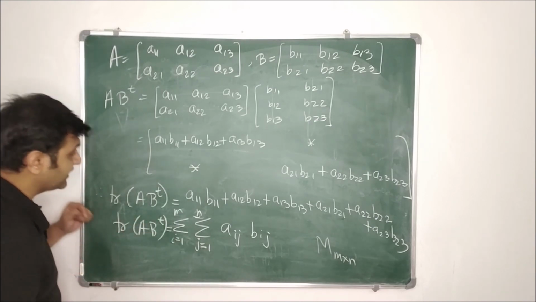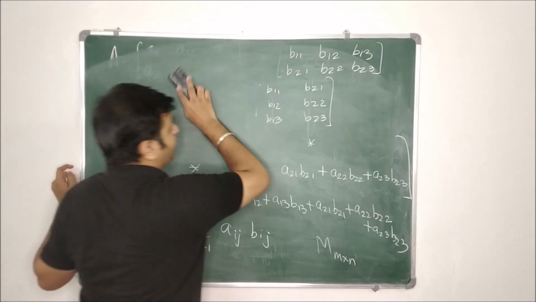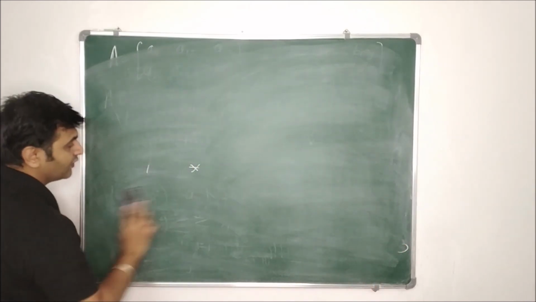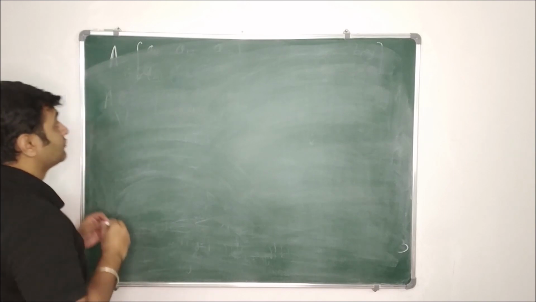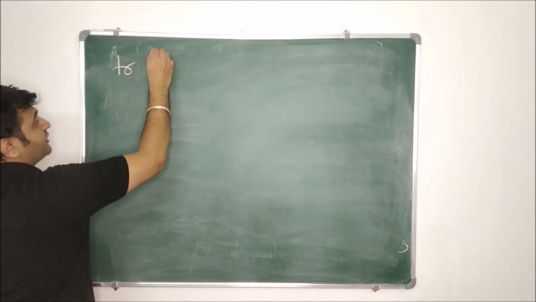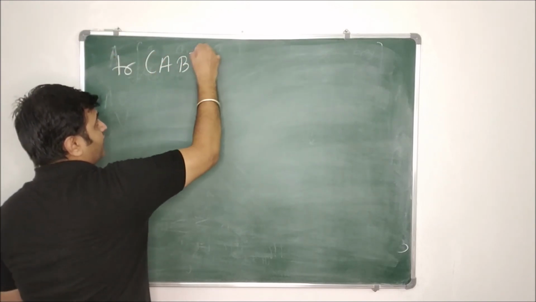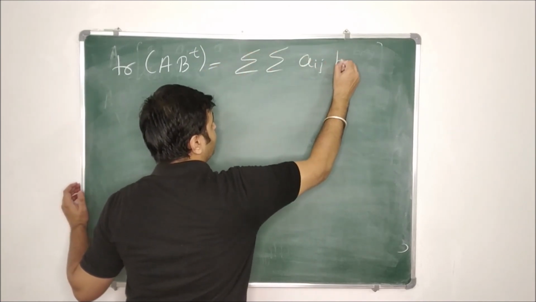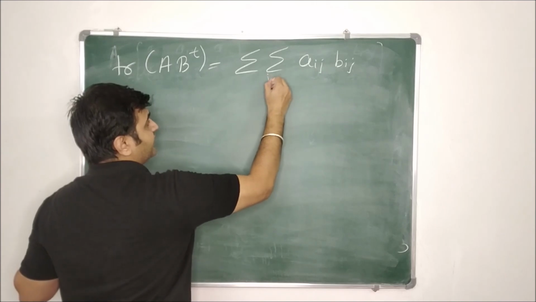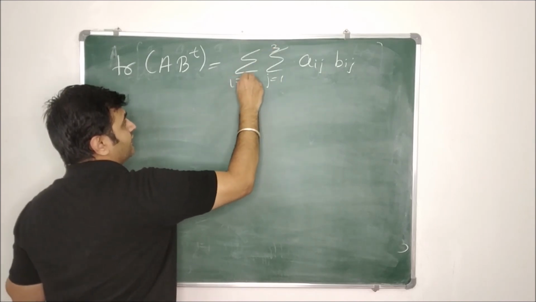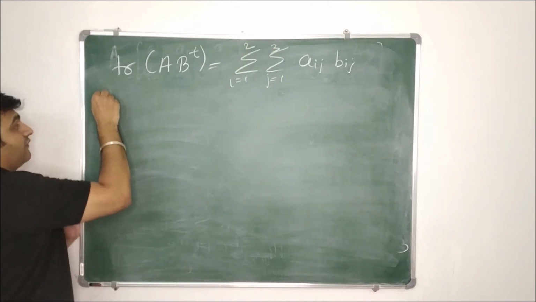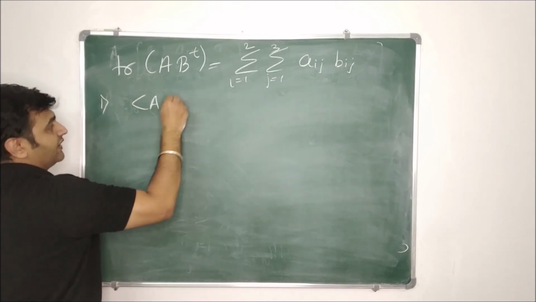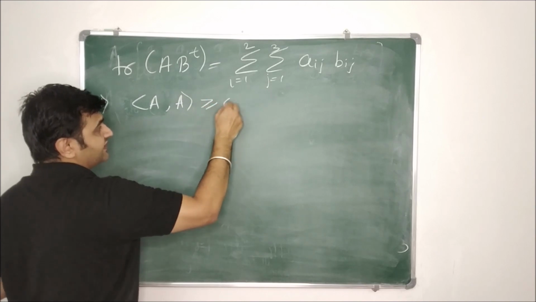Okay, so now we know that this is our map, and now we want to show that this satisfies the properties of inner product. So let's go one by one. So what was the first property? Let me write it down over here once again. Your A, B transpose is summation Aij, Bij, J is running from 1 to 3, I is running from 1 to 2. The first property we want to prove is that inner product of A comma A is always greater than or equal to 0.